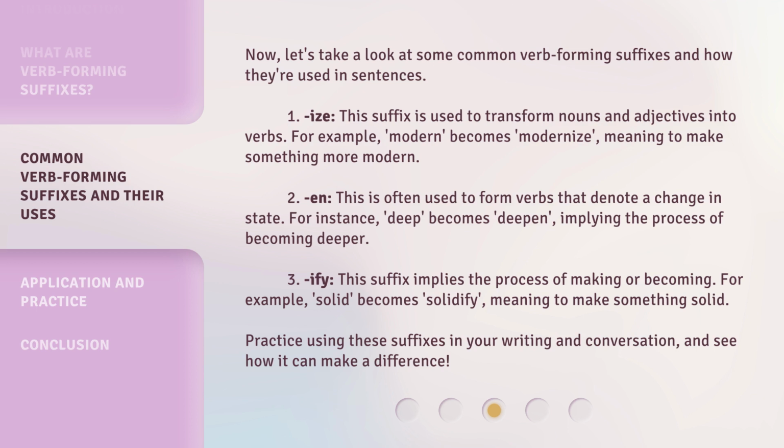2. -en. This is often used to form verbs that denote a change in state. For instance, deep becomes deepen, implying the process of becoming deeper.